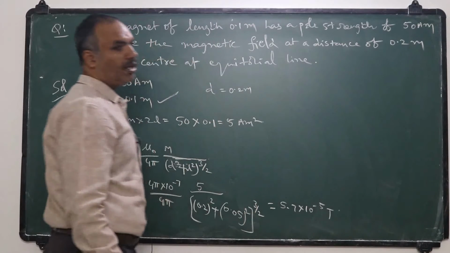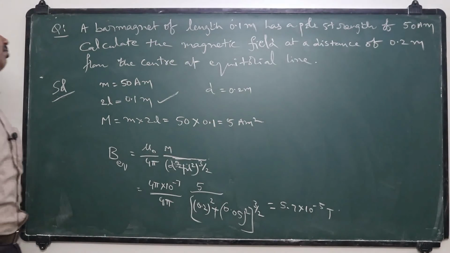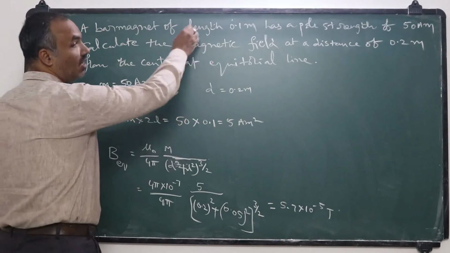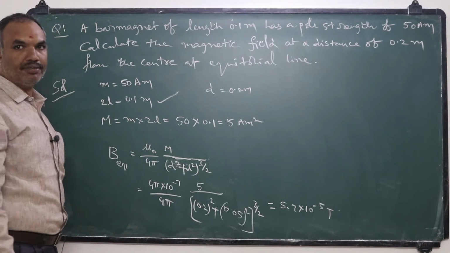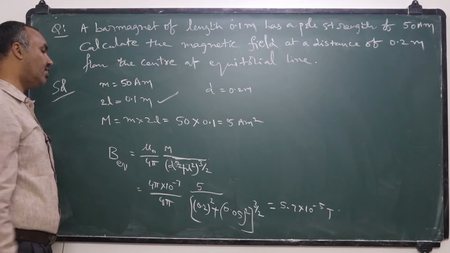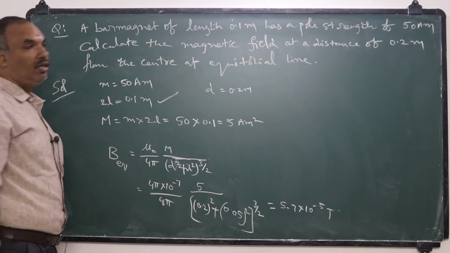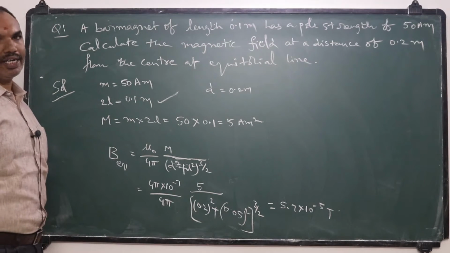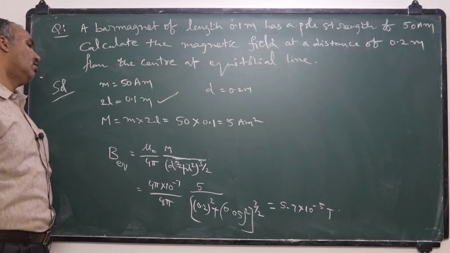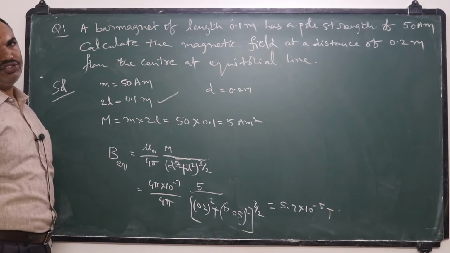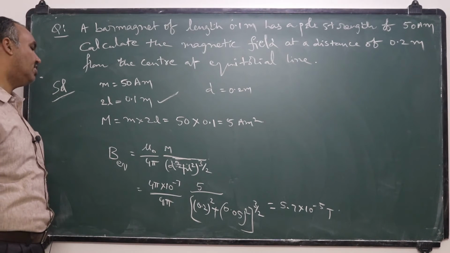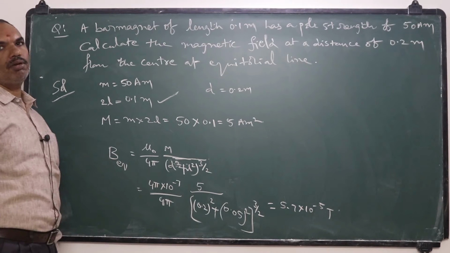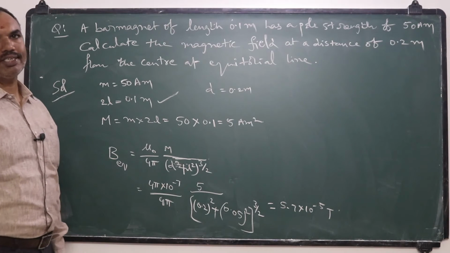The important point you should understand from this problem is, they did not mention the given magnet as a short bar magnet. If they mention short bar magnet, then you have to go for the approximate formula. They gave some length of the magnet, so you should use the exact formula that we derived from the earlier calculation. So based on that, this is the solution for the given problem. Let me discuss one more problem.